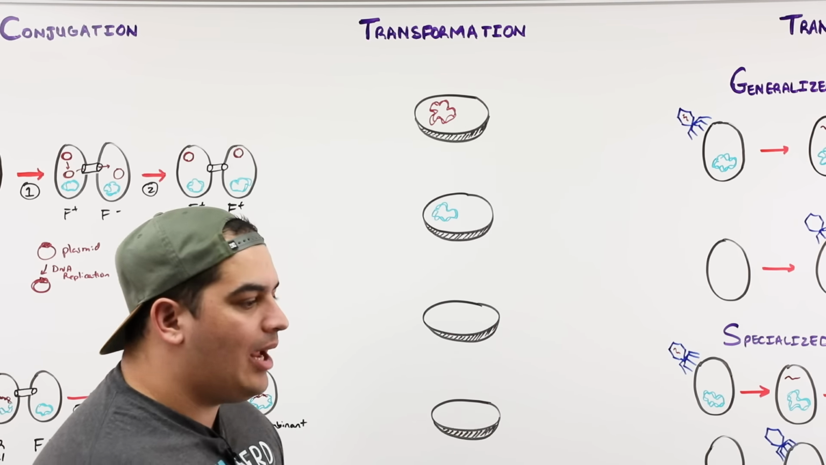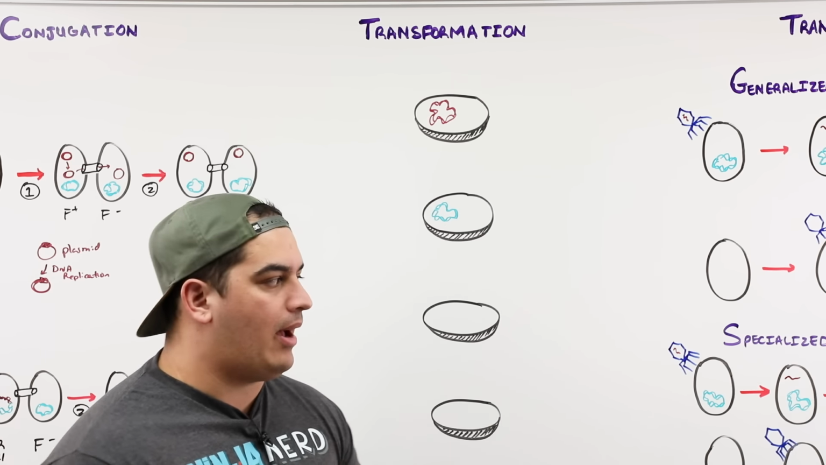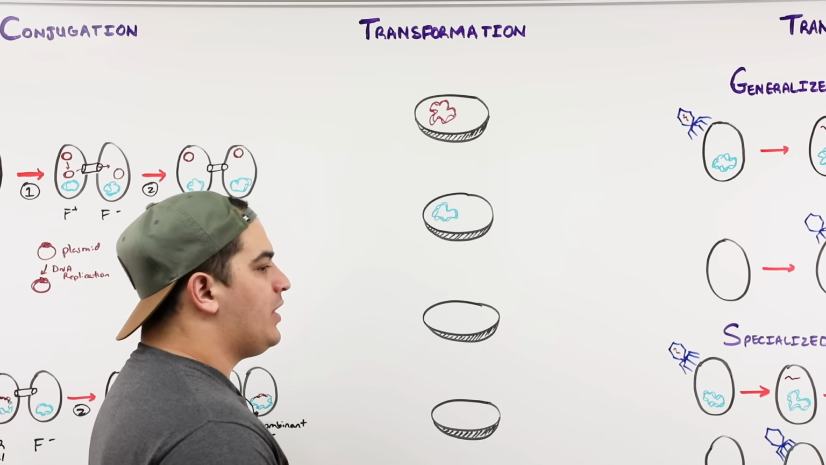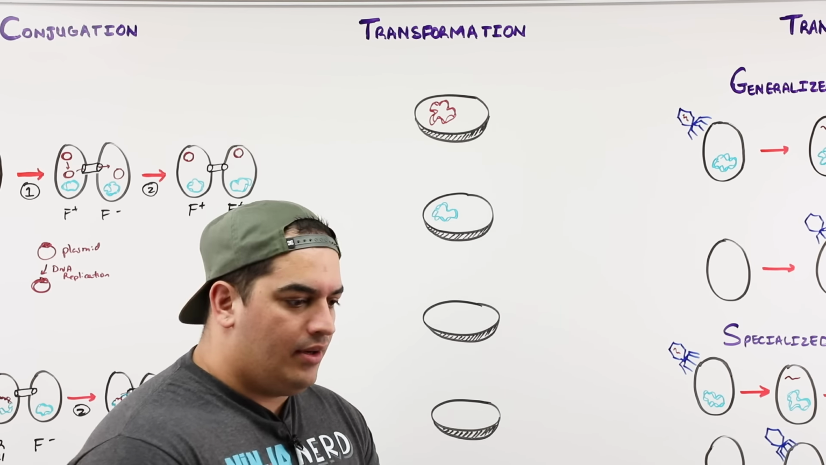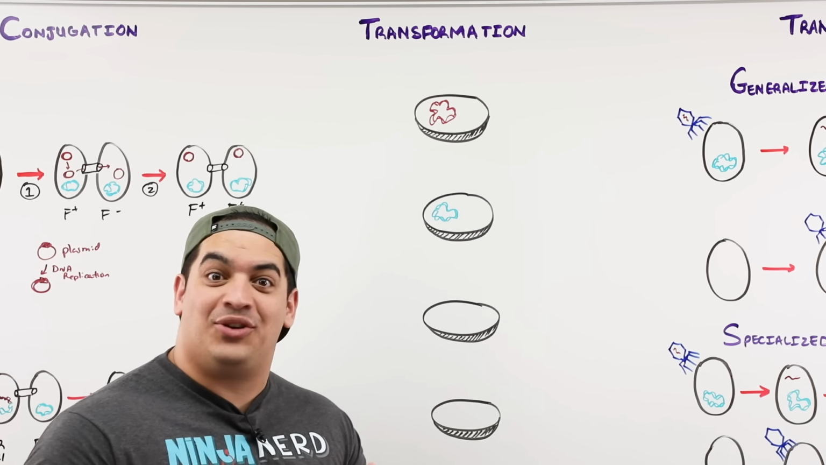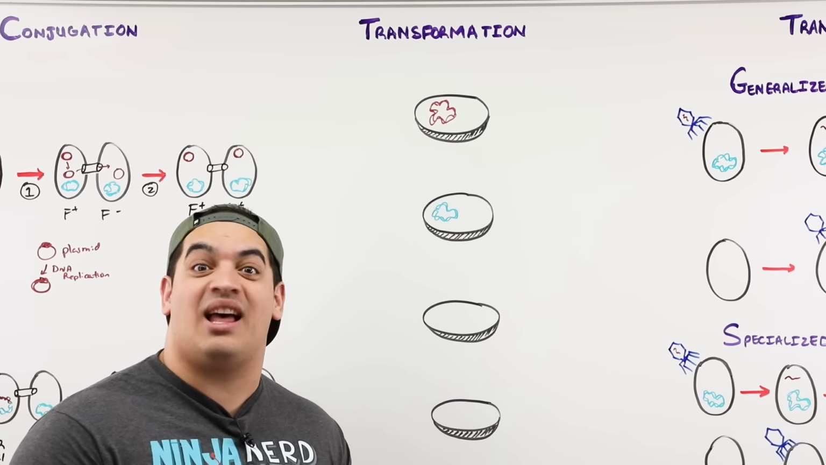All right, so the next type of bacterial genetic mechanism that we have to talk about is transformation. Transformation is actually a very simple process. It's the process by which we take DNA from the extracellular environment, take it into a bacterial cell, and then incorporate it into that bacterial DNA.